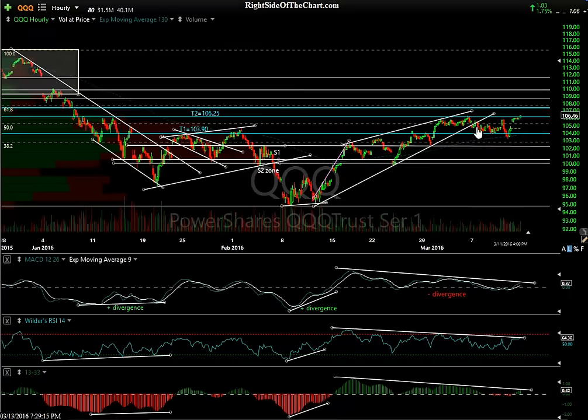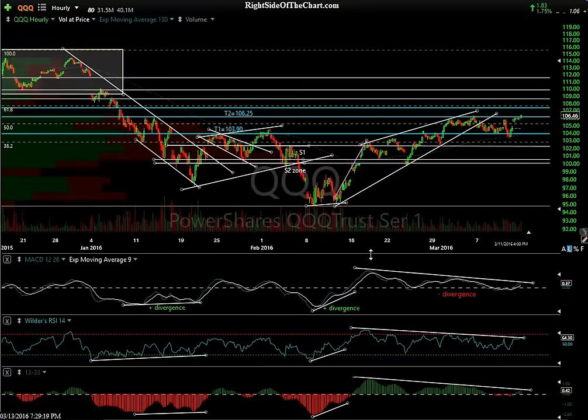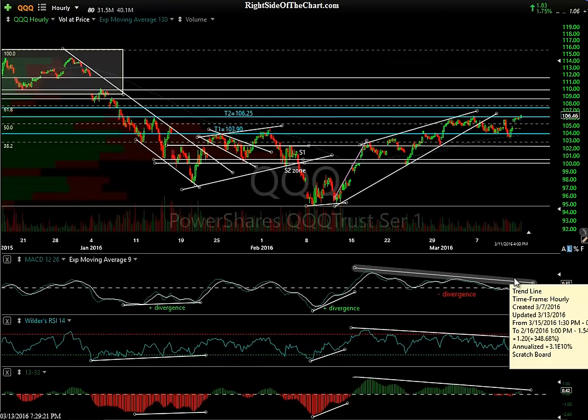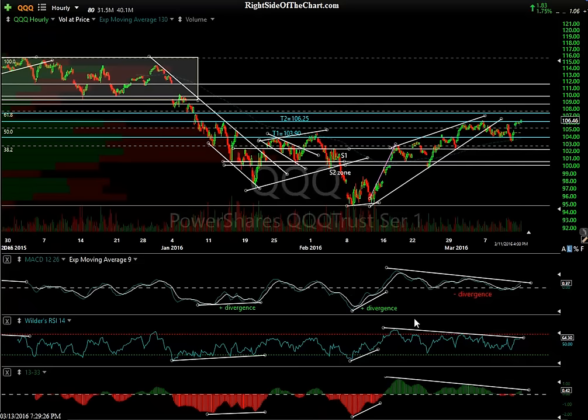They just eked out, closed above this high over here. So this is just an extension, and the longer the divergence gets, the more powerful that reversal is. So in that divergence, you can see here on the RSI and this trend indicator.